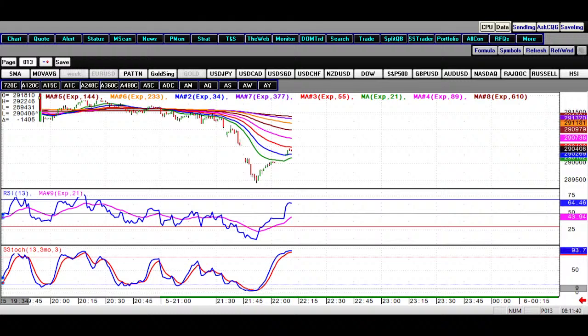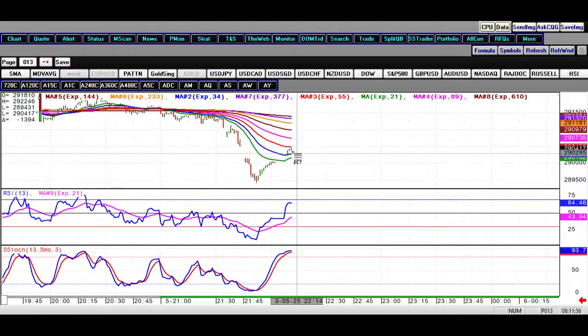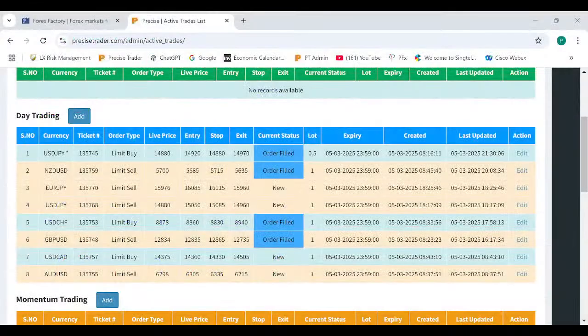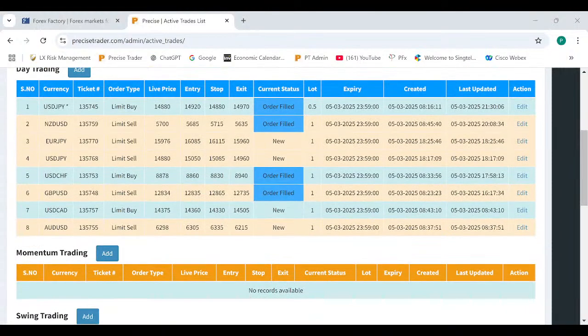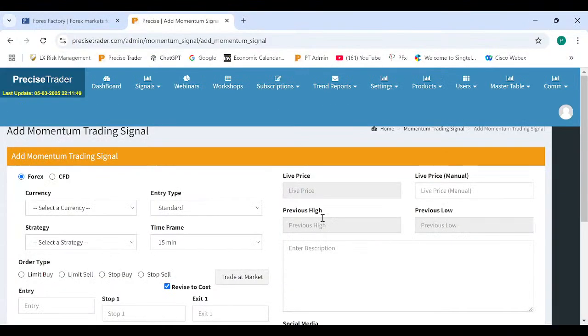Okay, we'll try to go for a buy at 2898, with a stop at 2894, and the TP will give you at a higher price. So now we are trying to go for a buy on the gold.